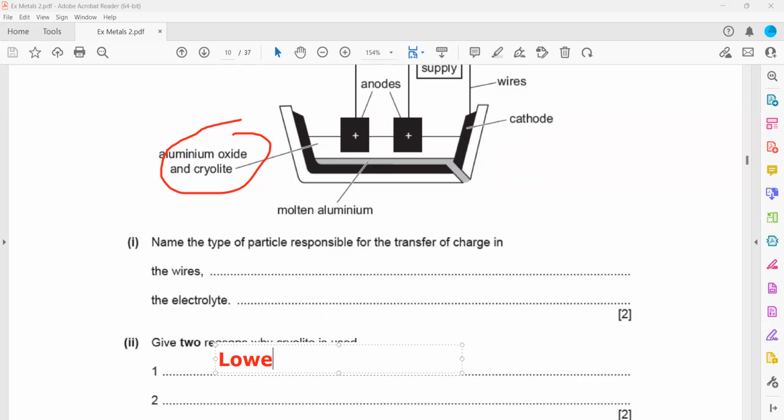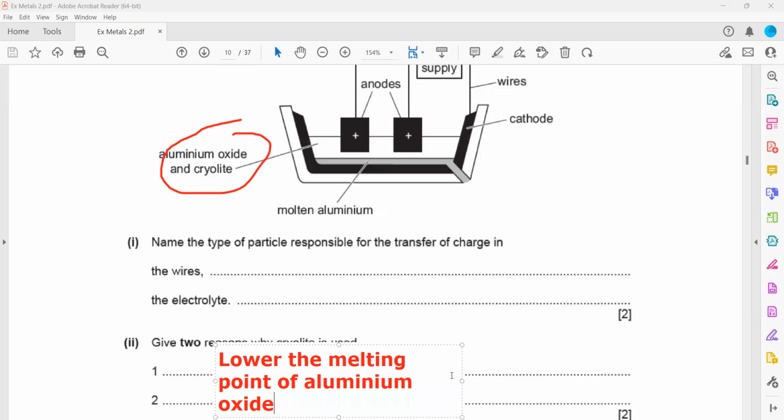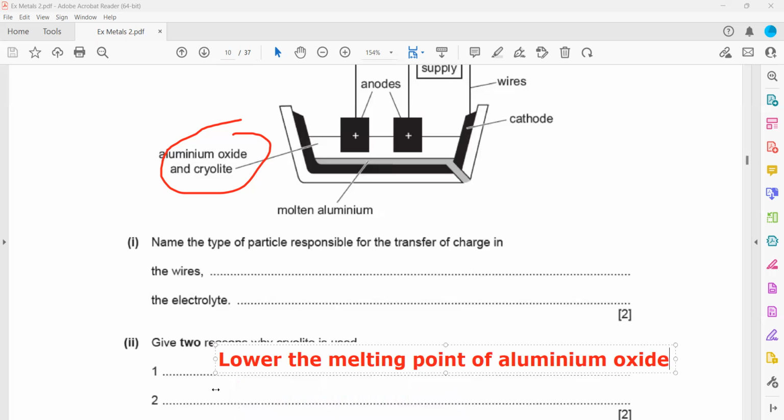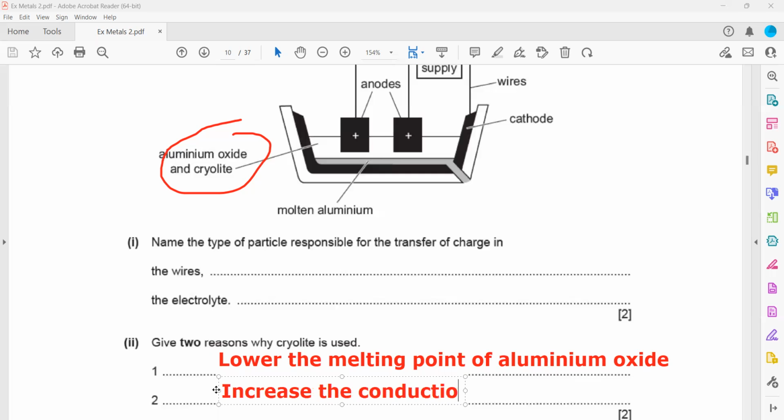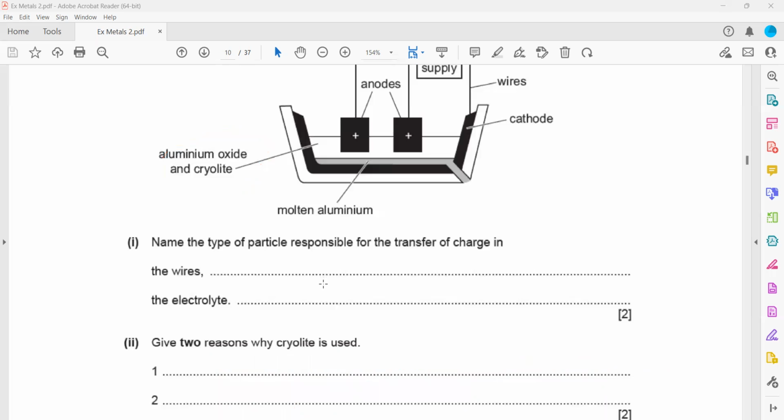So as a result, it increases the conduction, or you can mention it is used as a solvent. So 1 mark, it lowers the melting point of aluminum oxide, so it can melt at very low temperature. The second mark, it increases the conduction, like more charges are there. And third, they did not ask for a third, but you can also mention it is used as a solvent, to dissolve aluminum oxide. So these are the uses of cryolite.